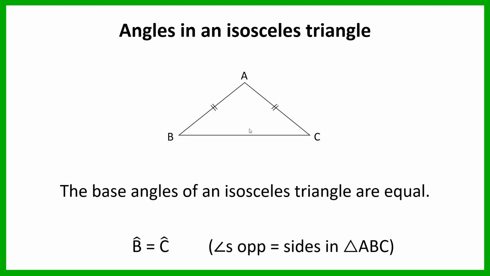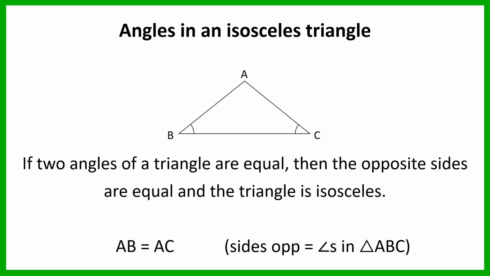So I can say that angle B is equal to angle C in this triangle, and my reason is because they are angles opposite equal sides in triangle ABC. Then conversely, if two angles of a triangle are equal, then the opposite sides are equal and the triangle is isosceles. So in this triangle over here, you've been told that angle B and angle C are equal to each other, which means that AB will be equal to AC because they are the sides that are opposite those equal angles. So I can say AB is equal to AC, and my reason is sides opposite equal angles in triangle ABC.